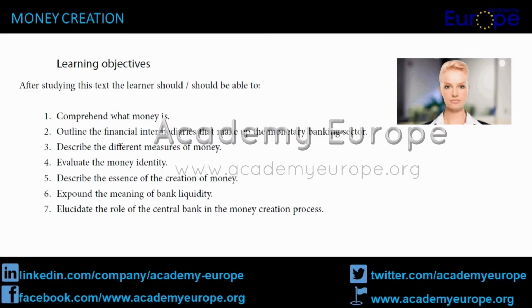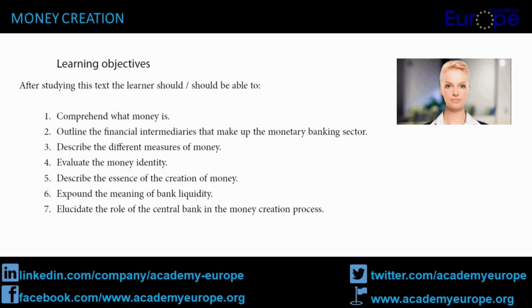Learning objectives. After studying this text, the learner should be able to: 1. Comprehend what money is. 2. Outline the financial intermediaries that make up the monetary banking sector. 3. Describe the different measures of money. 4. Evaluate the money identity. 5. Describe the essence of the creation of money. 6. Expound the meaning of bank liquidity. 7. Elucidate the role of the central bank in the money creation process.